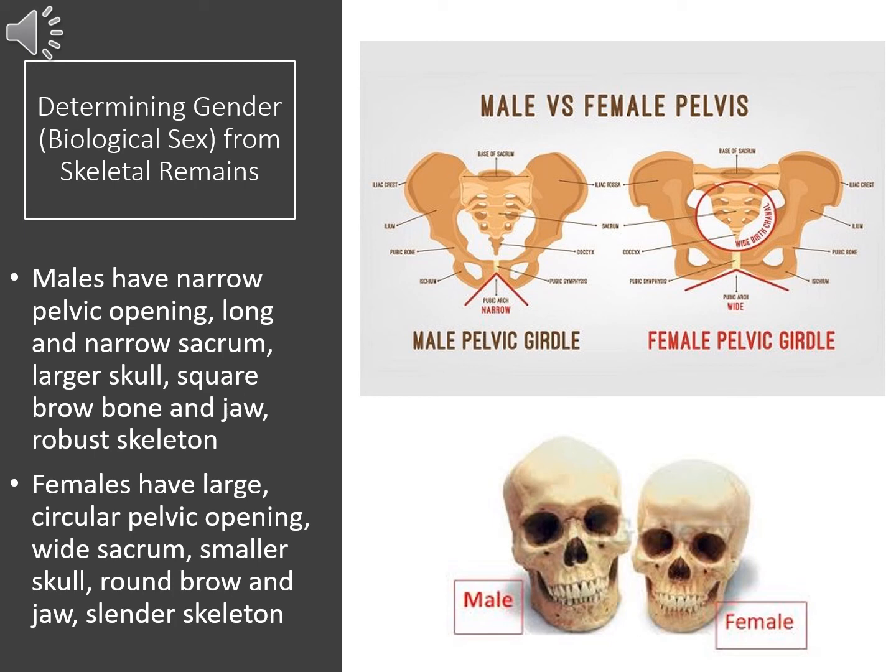whereas females tend to have large circular pelvic openings because they're the ones that are going to be responsible for childbirth. So evolutionarily, they've evolved to have the larger, more circular pelvic opening because they're the ones that can carry children for the female sex compared to the male sex. You've got a wide sacrum, a smaller skull, a rounded brow and jaw as opposed to the squarish brow and jaw for the male. And finally, it's a more slender skeleton overall compared with the more robust skeleton of the male. So that's typically how the sex can be determined from skeletal remains.